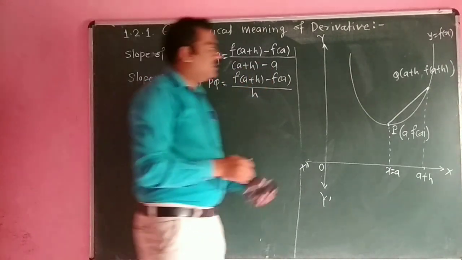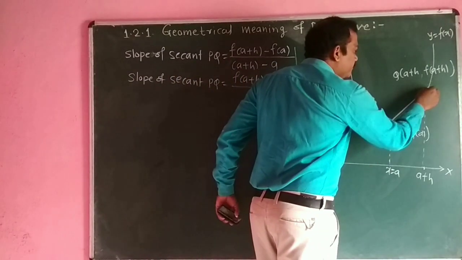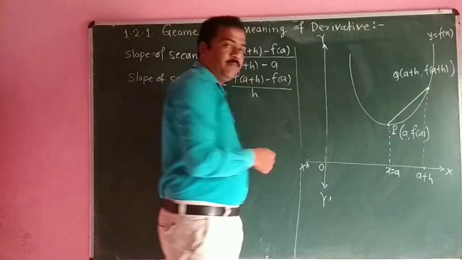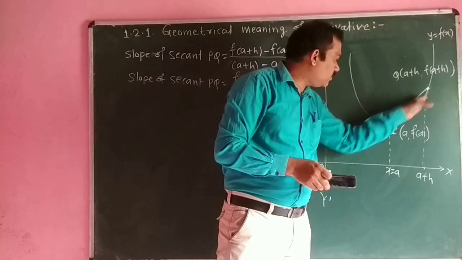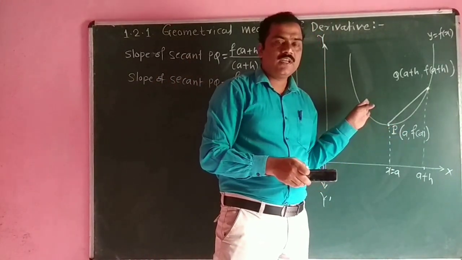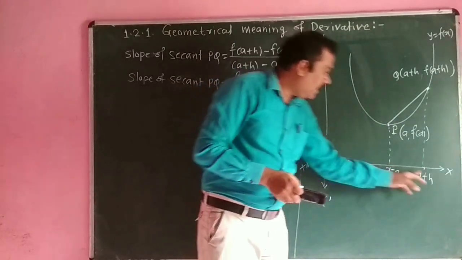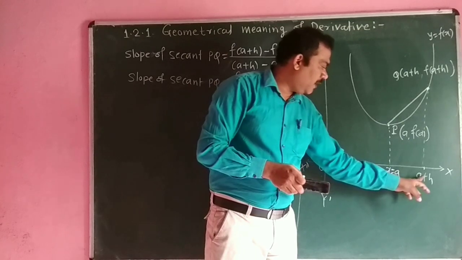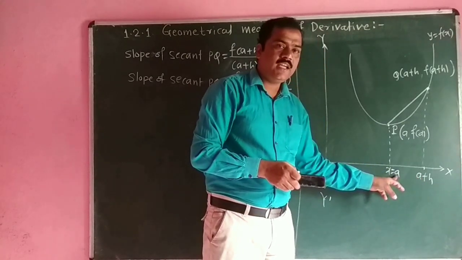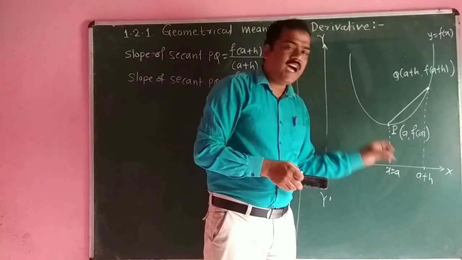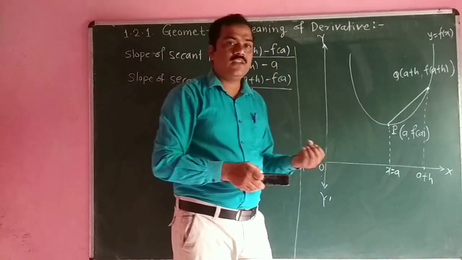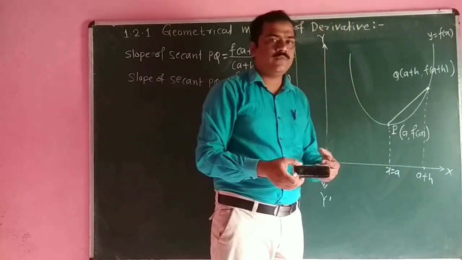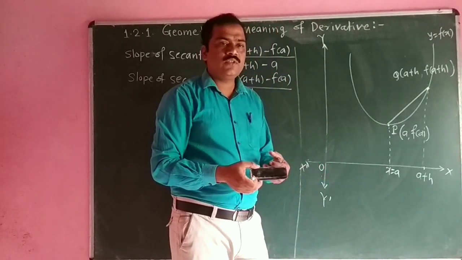Now suppose that this point Q approaches towards the point P. That is, a plus h approaches towards a, and a plus h and a overlap on each other when the value of h gets closer and closer to zero.